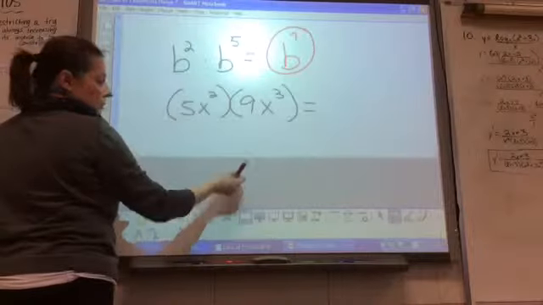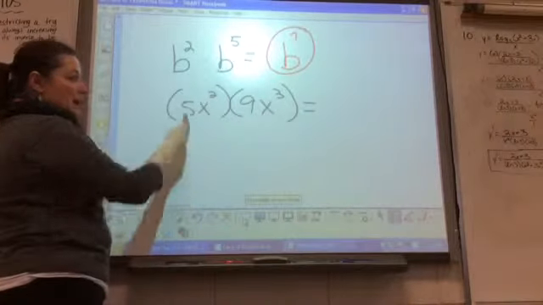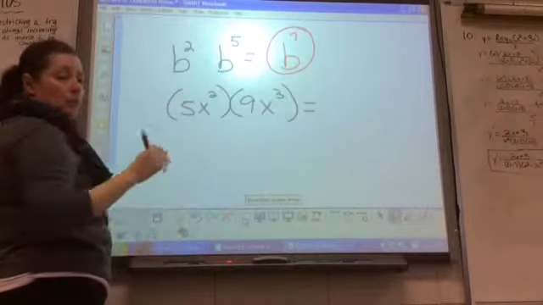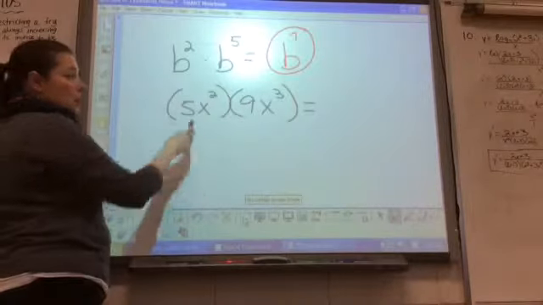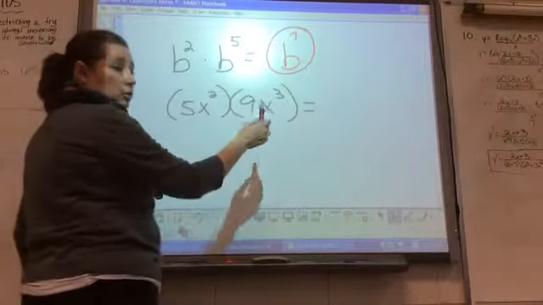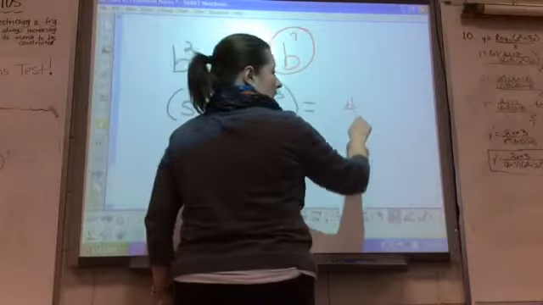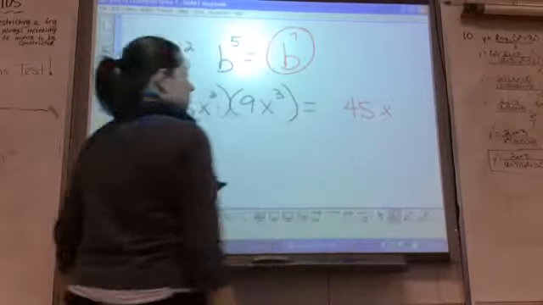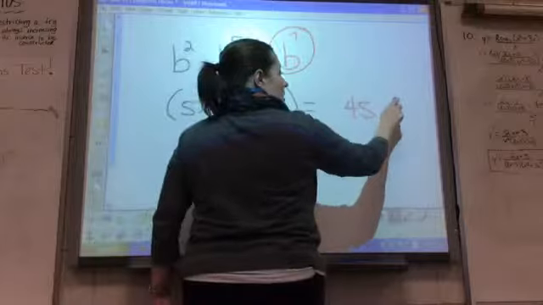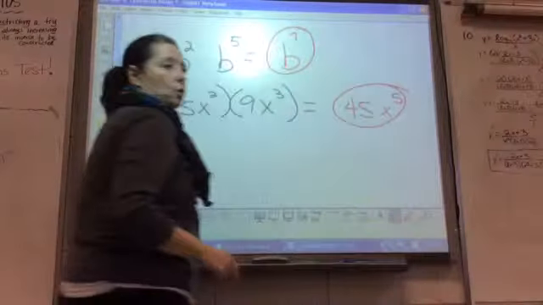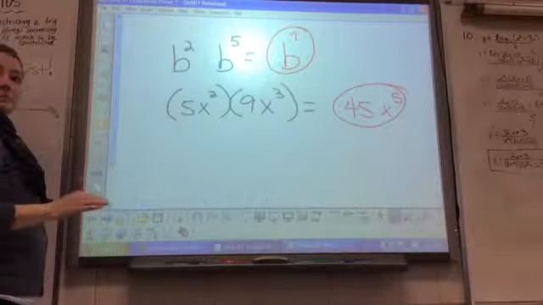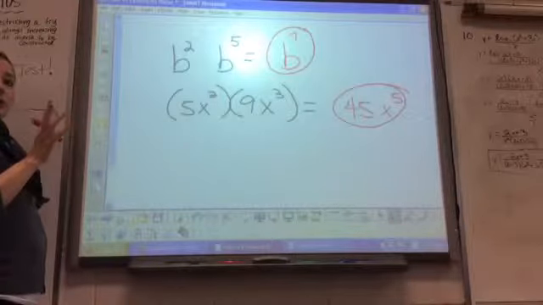Then look at the next one down. Now, if I have numbers involved, numbers are regular numbers. You treat that like 5 times 9, just like you always would. So 45, x to the 5th. All right, so treat your numbers normal. It's your exponents you worry about. Okay, so that was the first rule there.